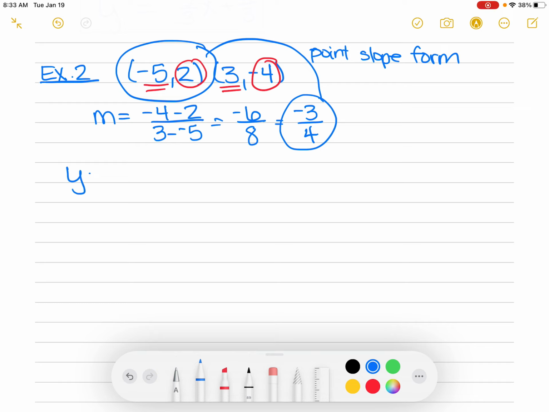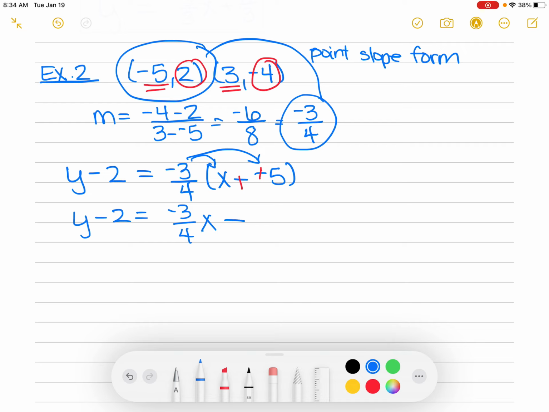So that's going to be y minus 2 equals negative 3/4 times x minus negative 5. Now I'm going to multiply, but before I do that, I'm going to change this to plus. I'm just going to leave what I erased so you can see what I did. Now let's do the multiplication. We're going to do negative 3/4 times everything. So I get negative 3/4 x minus, or I could put plus a negative, 15/4.